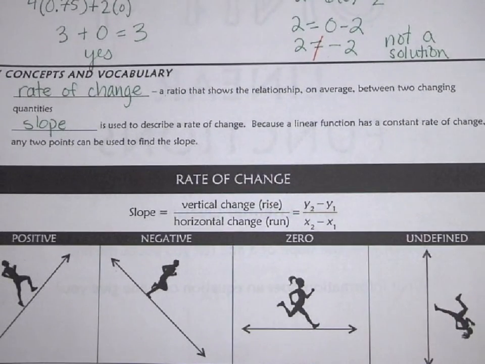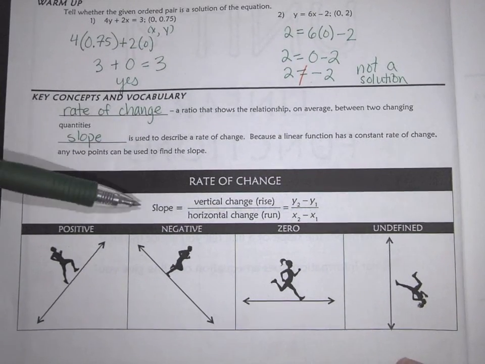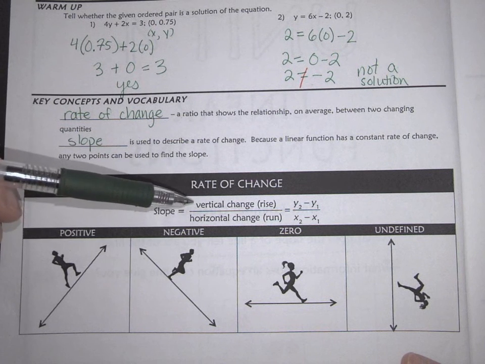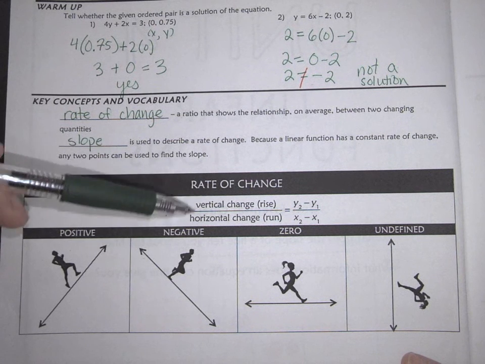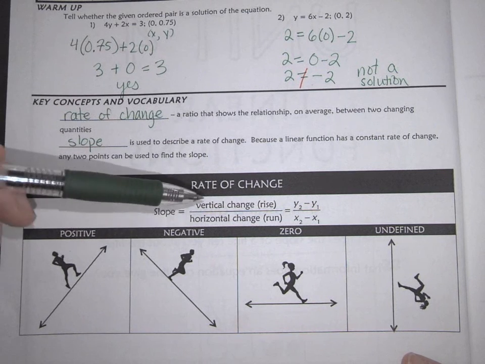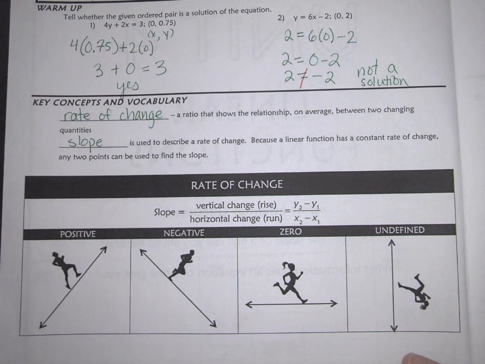All right, so this is a pretty nice visual, in my opinion, for how we can calculate and see the slope. So slope is the vertical change, or the rise, divided by the horizontal change, or the run. So we said it's a ratio, right? So we're comparing these two changes together.